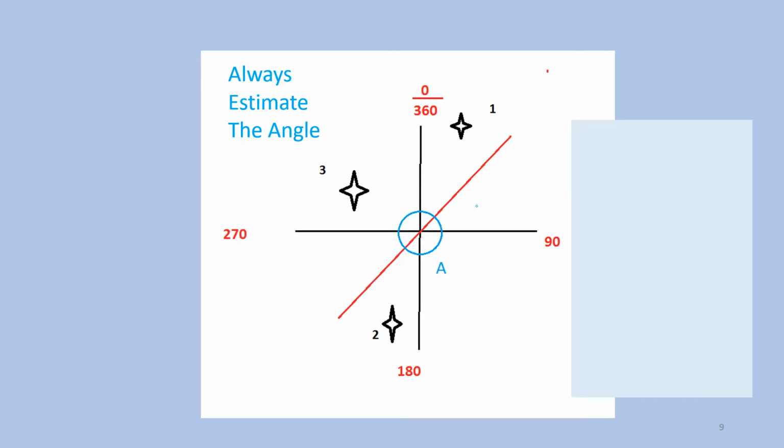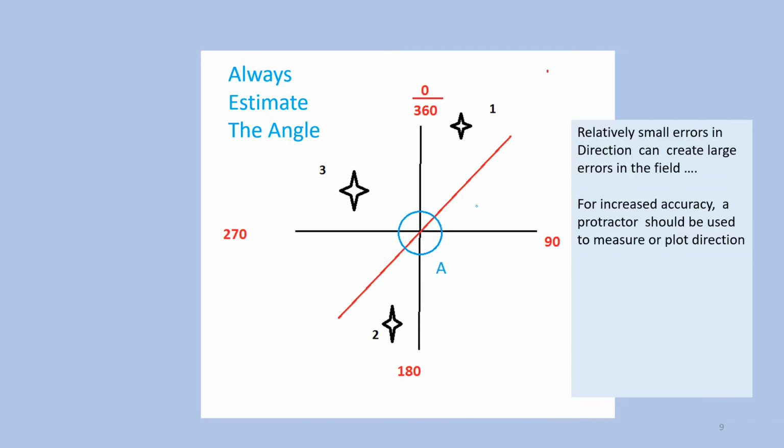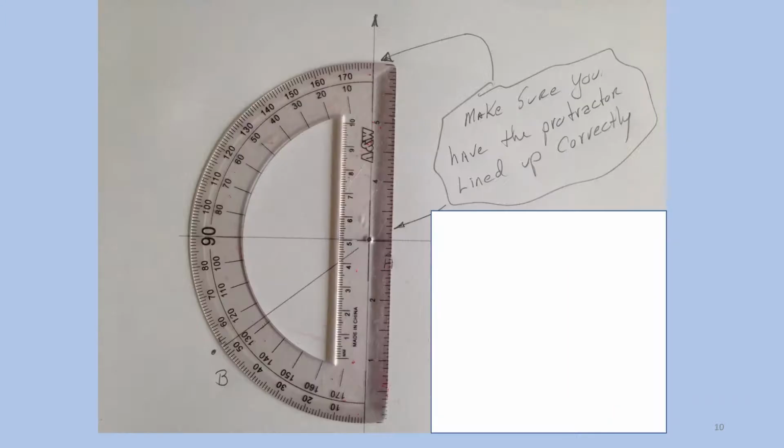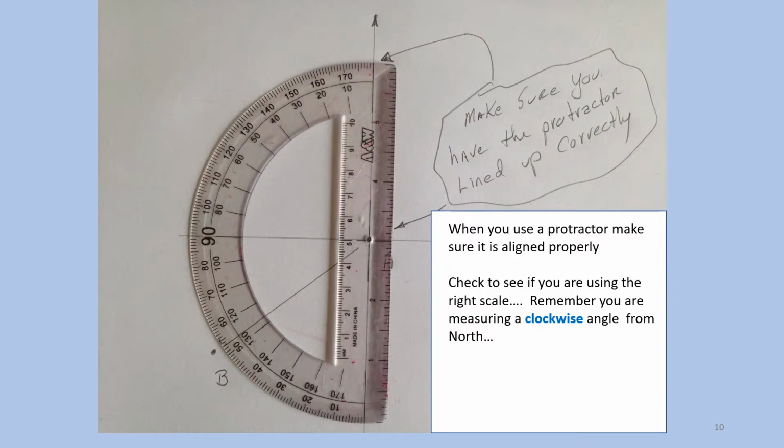Relatively small errors in direction can create large errors in the field. For increased accuracy, a protractor should be used to measure or plot directions. But don't forget to estimate the direction and use your estimate to guard against errors. When you use a protractor, make sure it's aligned properly. Check to see if you're using the right scale. Remember, you are measuring a clockwise angle from north. Always make an estimate of the direction as an error check.